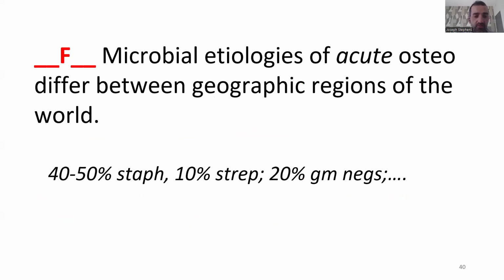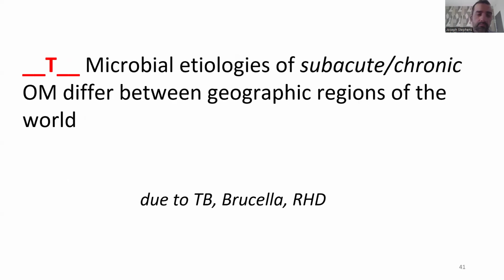Microbial etiologies of acute osteo differ between geographic regions of the world. The answer is false. Acute osteo is due to the same organisms all around the world, which is 40 to 50% staph, 10% strep, and about 20% gram negatives. So if you're treating somewhere empirically, you need to make sure your empiric coverage covers these different organisms.